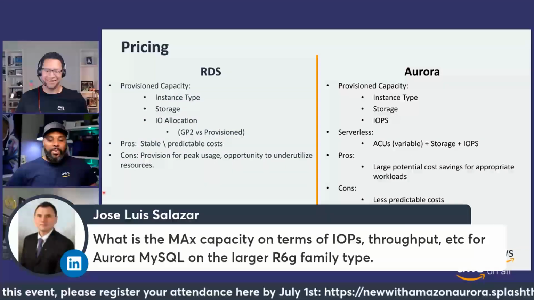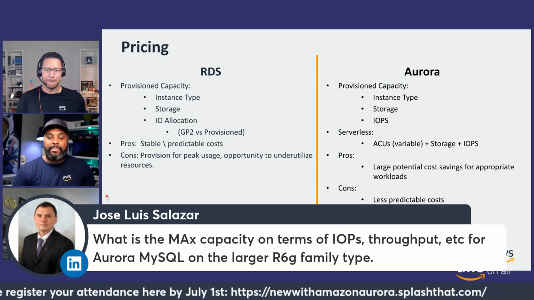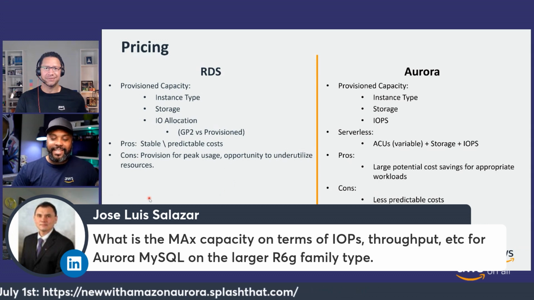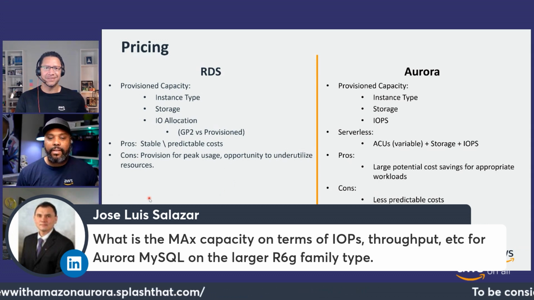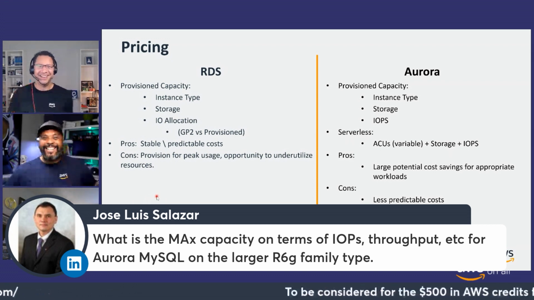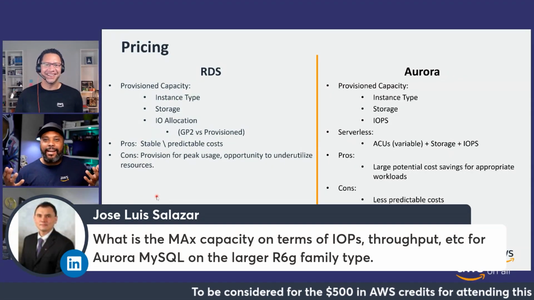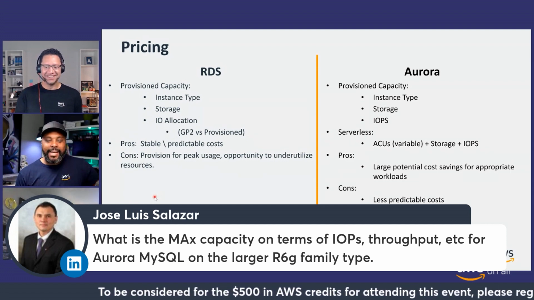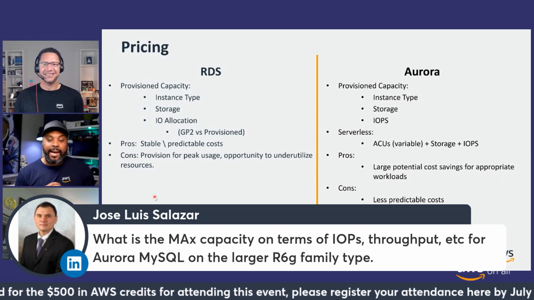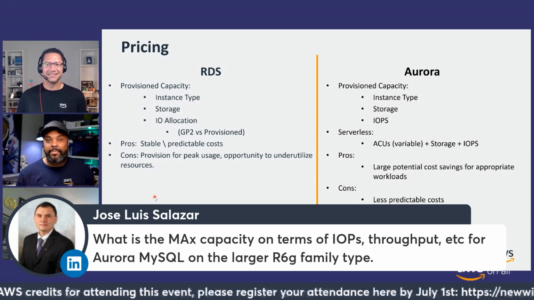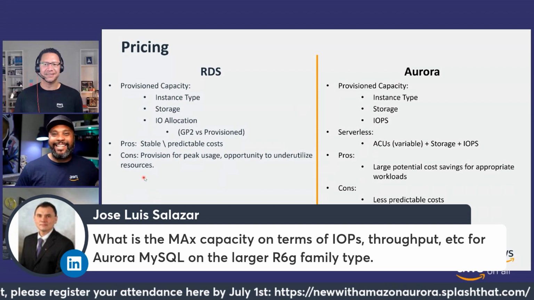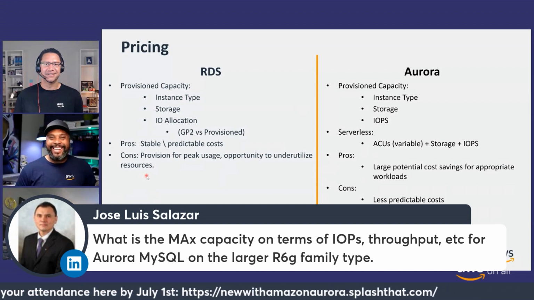So, what is the maximum capacity in terms of IOPS, throughput, etc., for Aurora MySQL for the larger R6G family instance types? I guess he's basically looking for the maximum capacity for IOPS for the R6 family. Off the top of my head, I'm not sure. We'd have to look at the specs for the R6.